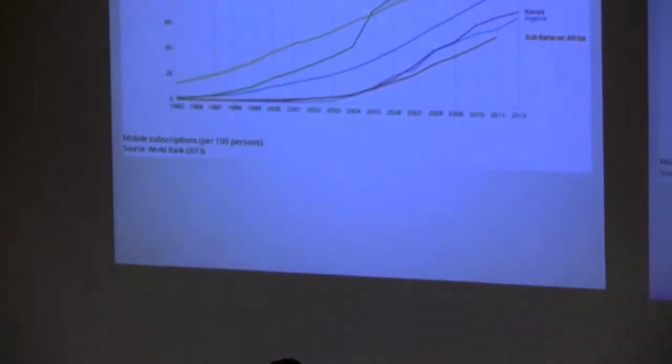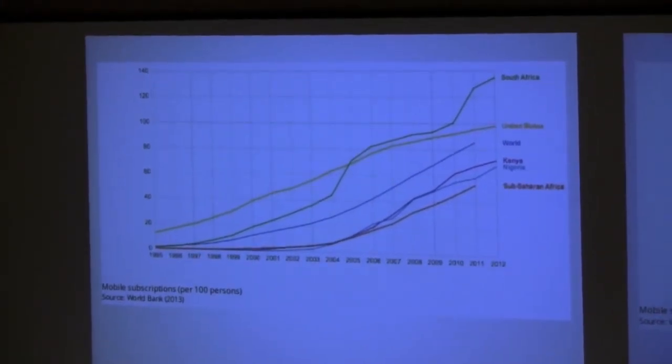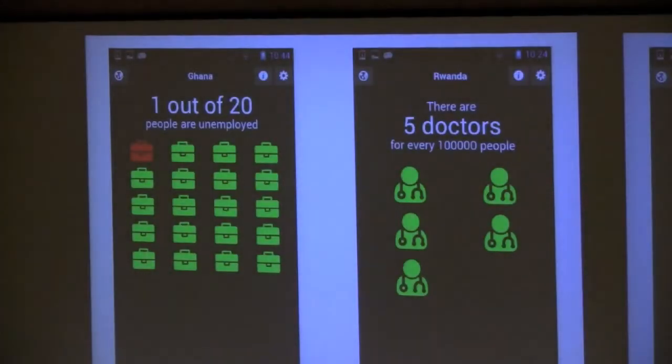So this graph shows us that they've sort of leapfrogged the whole landline telephone thing. In developing countries, in sub-Saharan Africa, we have 50 phones per 100 people, and South Africa has even overtaken the US. So it's relevant and useful for us to provide stuff via apps to these guys. So our solution was to use an Android app.